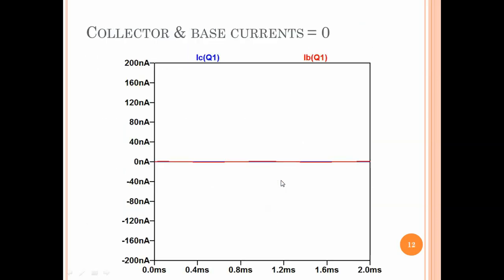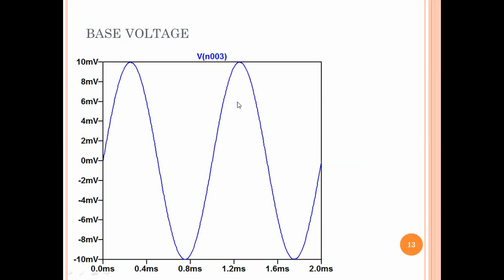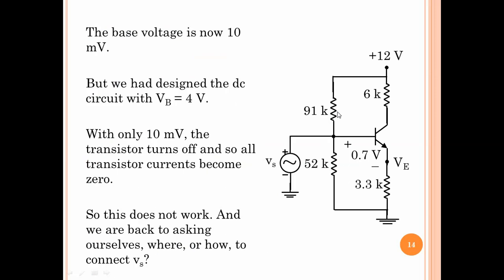So that is what happened here, 0, 10 volts, I have VB equal to Vs. So basically this did not work. I wanted VB to be 4 volts, that was beautifully designed last time, and now suddenly the 4 volts has become 10 millivolts because I actually connected 10 millivolts here. So it doesn't work. So now we are back to the original question.